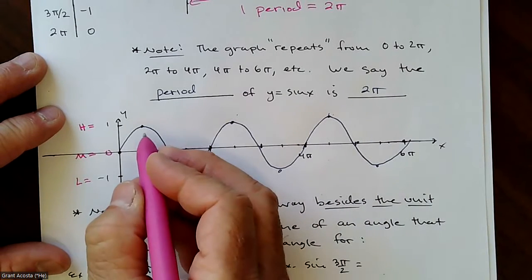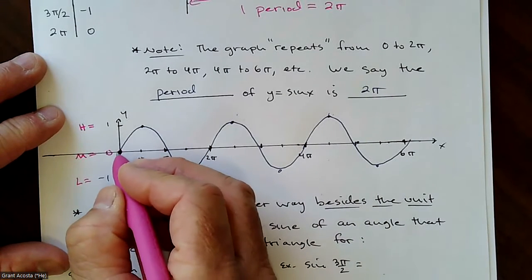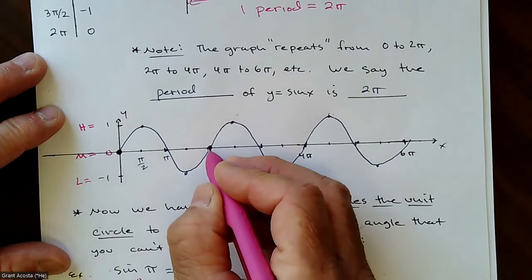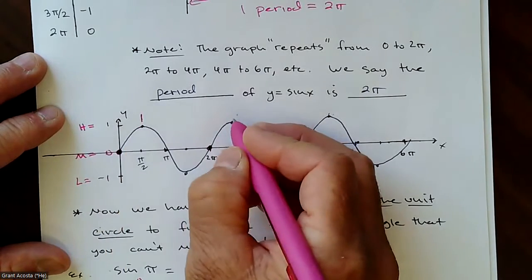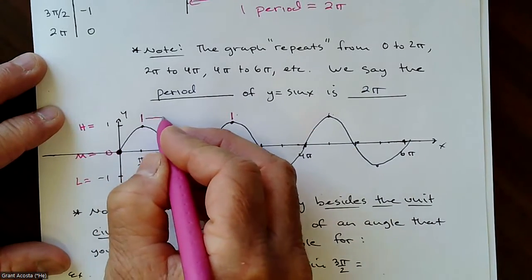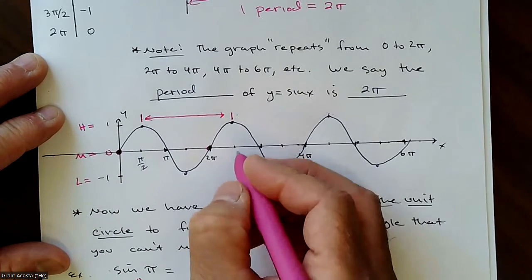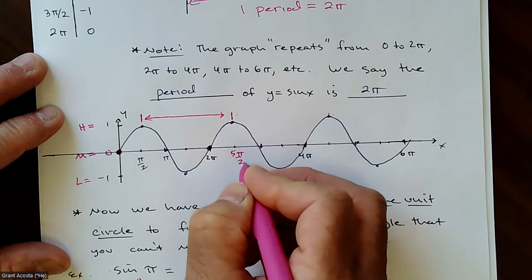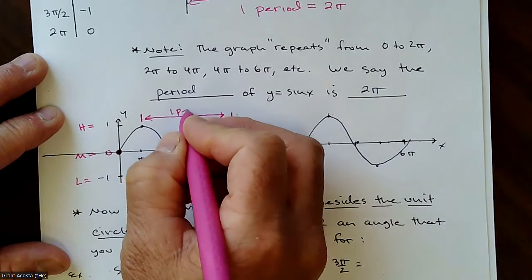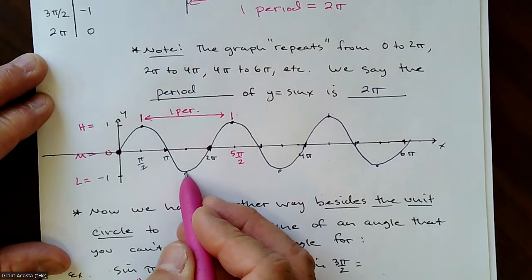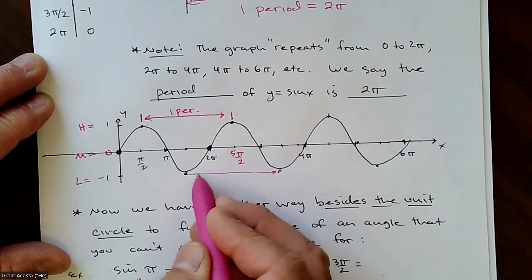Notice too, I described the period as starting at the middle and ending right here, but you can also measure the period, for example, between 2 peaks of the graph. That distance from pi over 2 to this would end up being 5 pi over 2. That's also 2 pi. That is one period as well. Or from valley to valley, that's one period of the graph.